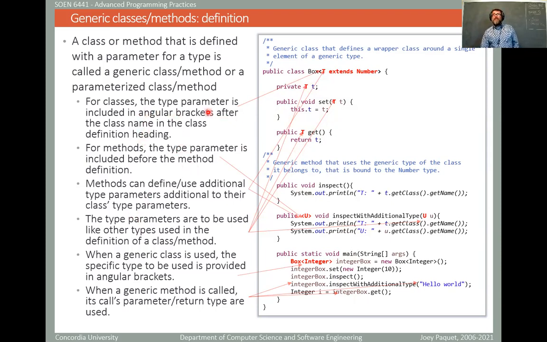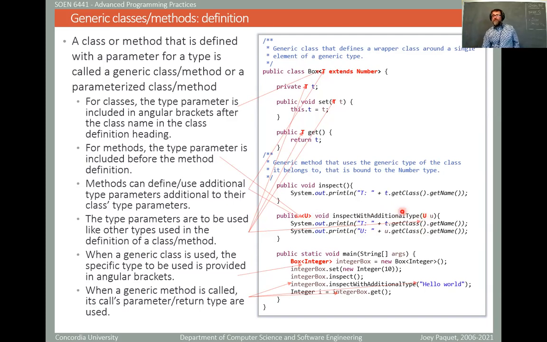So for classes, the type is included in the angled brackets after the name of the class. For methods, however, so that's a generic class, you can have a generic method of a class, in which case you actually put the type between the angled brackets before the return type of the actual function that is using this parameter type. Now this function, for example, uses this type parameter as the type of its parameter.